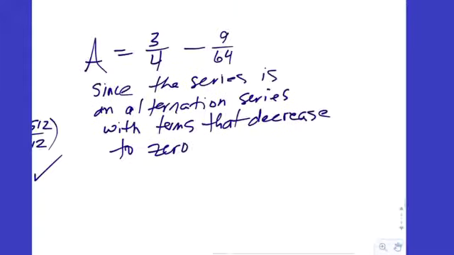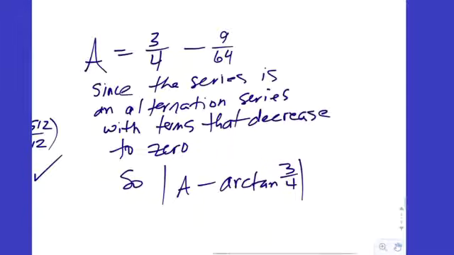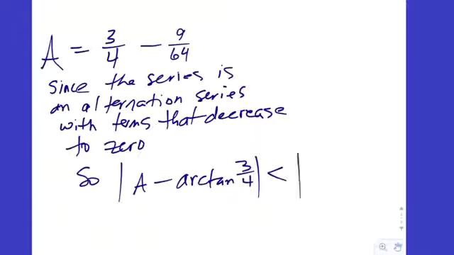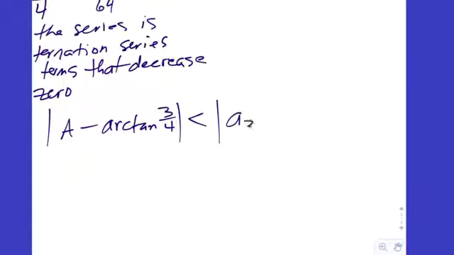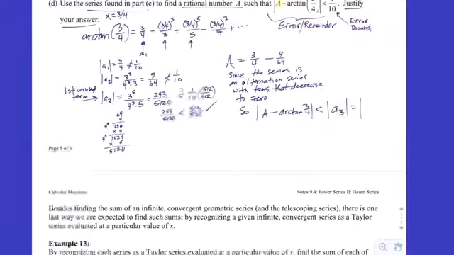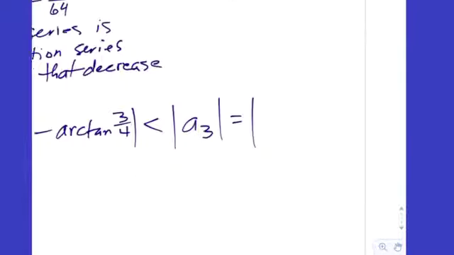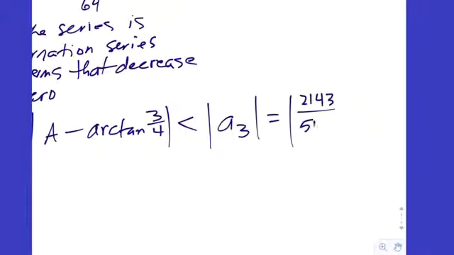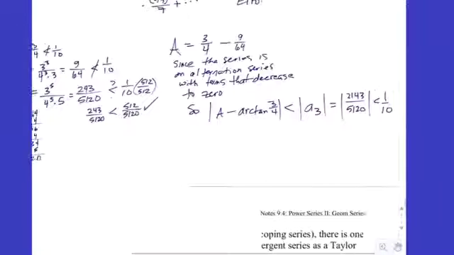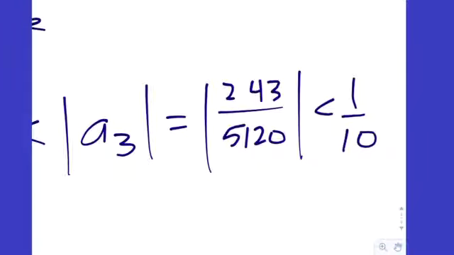And so we know that the error, A minus the arctangent of 3/4, is going to be less than the absolute value of A sub 3, which equals, and we just showed that work over here, 243 over 5120, which is less than 1/10.